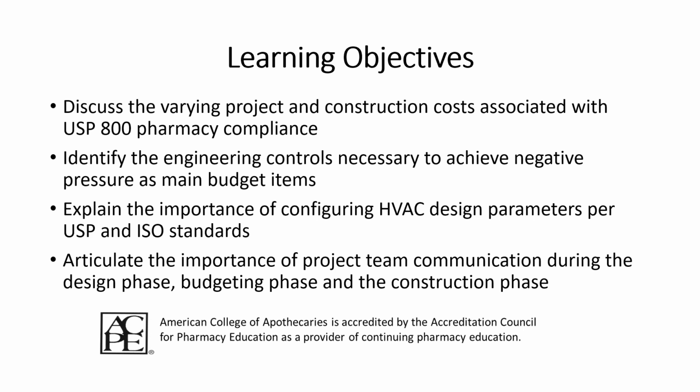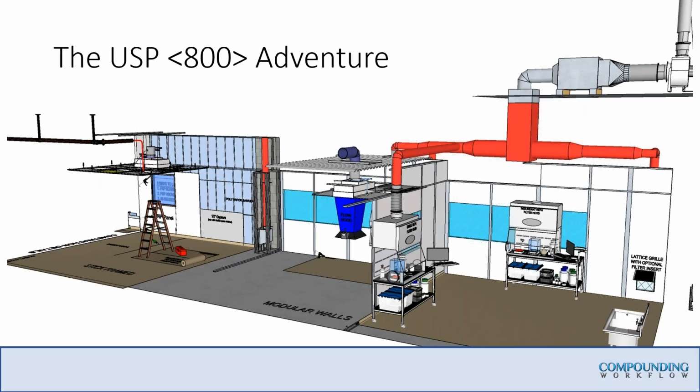Now, in the last point, we're going to articulate the importance of project team communication. There's a lot of moving parts and a lot of moving pieces and a lot of people that are going to come and go on this project. And so the communication factor is extremely important, which leads me into this 3D model.